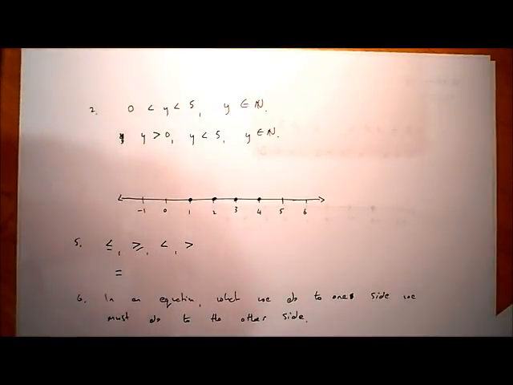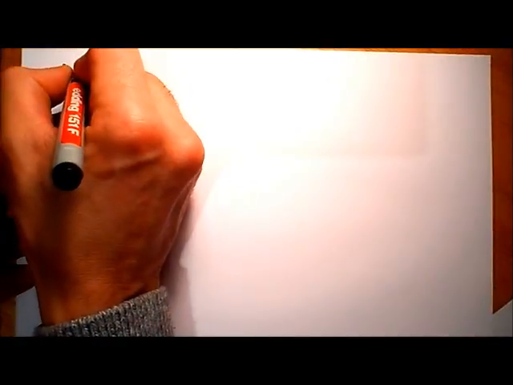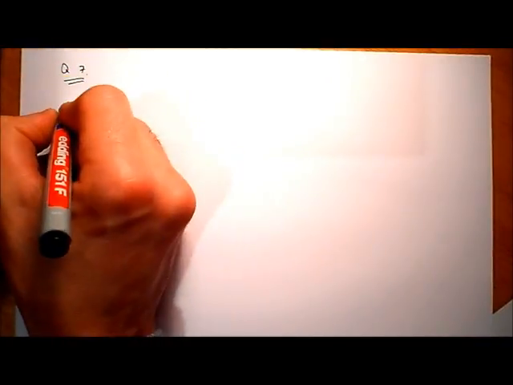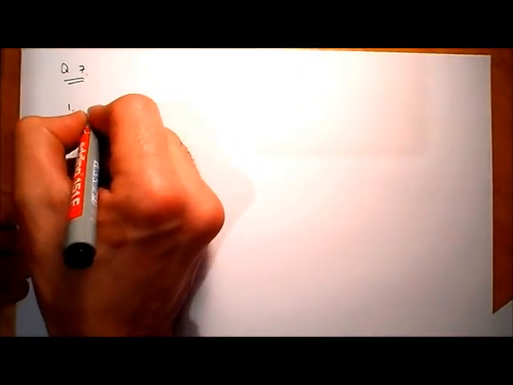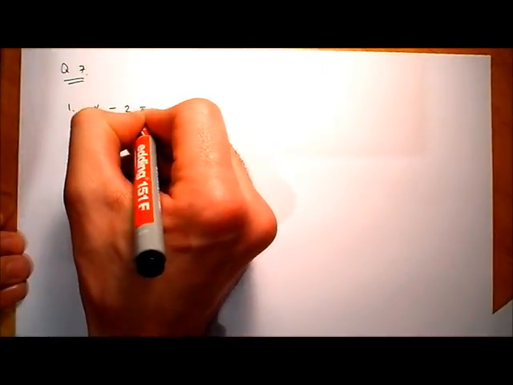Okay, let me see. So you got question 7 then. We have to solve the following. So the first one we have to solve. Solve means we have to find out the value of x. So the first one is x minus 2 equals 6.